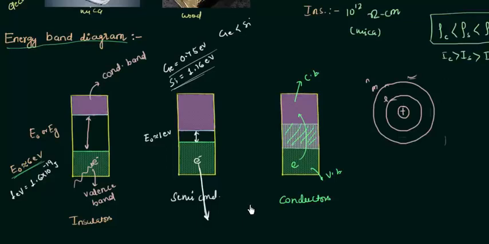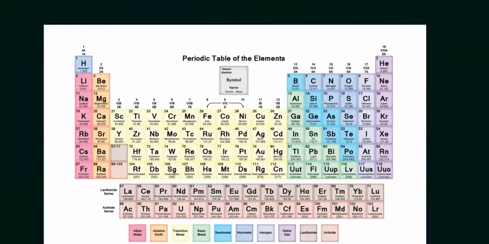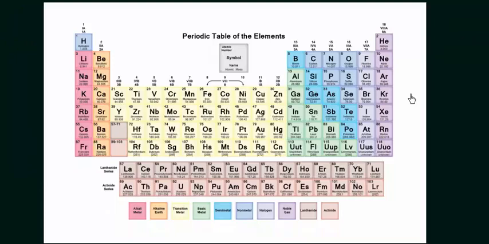Now we will see the periodic table so that we have a better idea of the position of germanium and silicon, and we can predict some of the properties from this periodic table. So let's move to it. This is the periodic table, and I hope you know how to use a periodic table and in what manner the elements are distributed to the different groups. Actually, they are distributed depending upon the number of electrons in their outermost orbit.